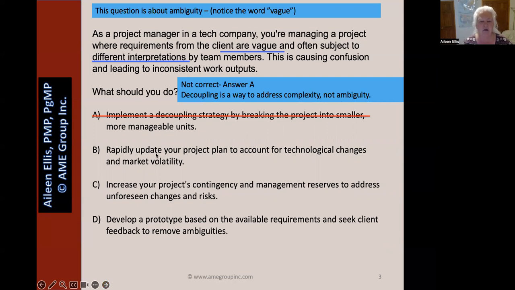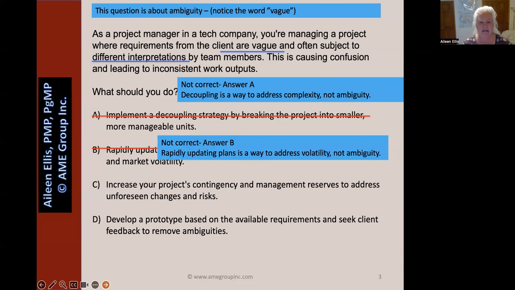Let's go to B. Rapidly update your project plan to account for technological changes and market volatility. B addresses volatility. What's this question about? This question is about ambiguity, not volatility.